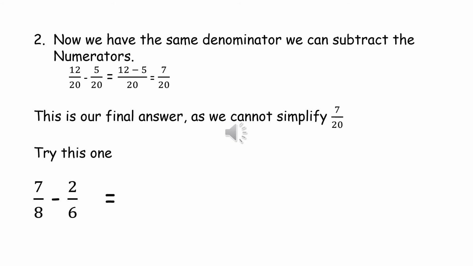So now we have the same denominator, we can subtract the numerator. So notice here that those denominators have now changed. So now we've got 20s at the bottom, and so those numerators 12 and 5 can be subtracted. So 12 minus 5 is 7. Now this is our final answer, as we cannot simplify 7 over 20.